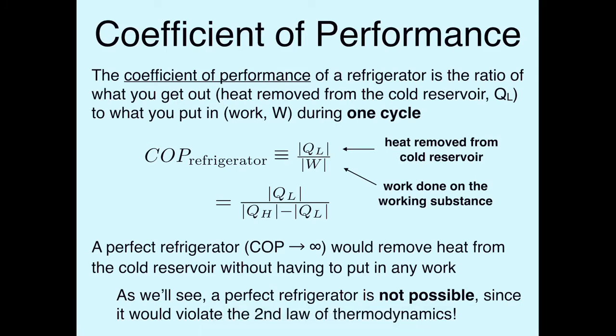So if that's what we imagine as a perfect refrigerator, I'm dividing by 0, okay? The work is 0, so technically that would give us an infinite coefficient of performance. So COP going to infinity is kind of what we mean by a perfect refrigerator. But as we're going to see, this is not possible. You cannot have a perfect refrigerator with an infinite coefficient of performance and no work needing to be input to make it operate. And as we'll see, this would violate the second law of thermodynamics. That's why it's not possible.